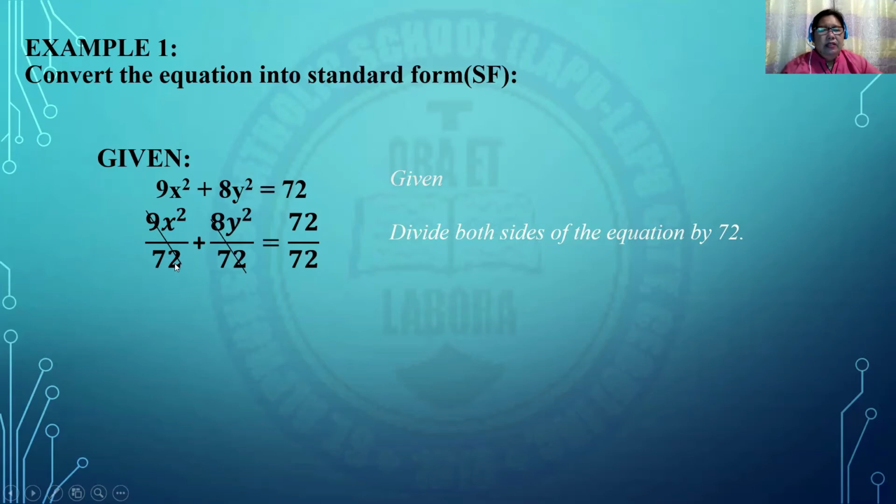Then 9 over 72 equals 1 over 8. 8 over 72 is 1 over 9. 72 over 72 is 1. So you have now x squared over 8 plus y squared over 9 equals 1. And this is the standard form of an ellipse, given 9x squared plus 8y squared equals 72.